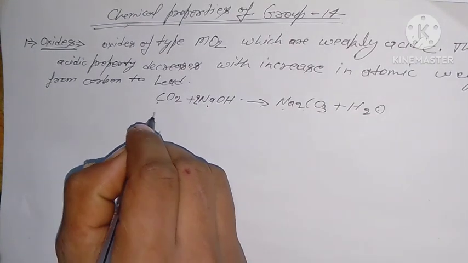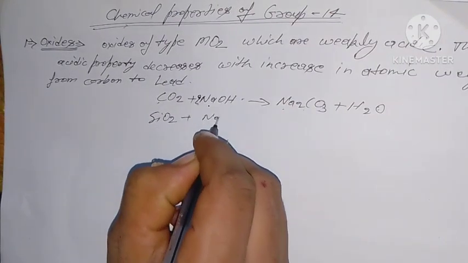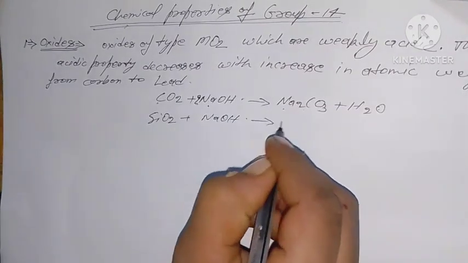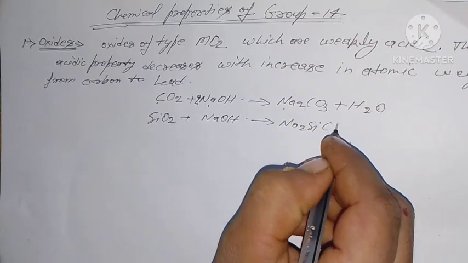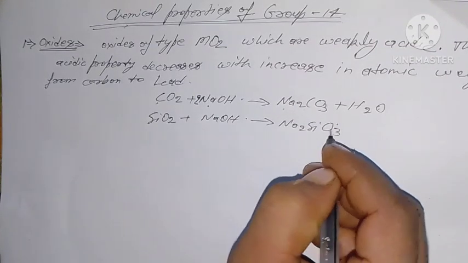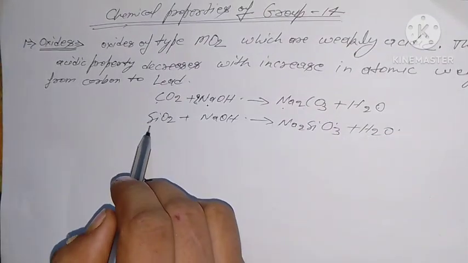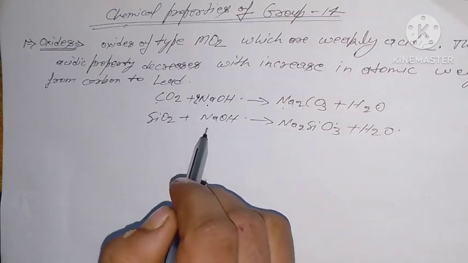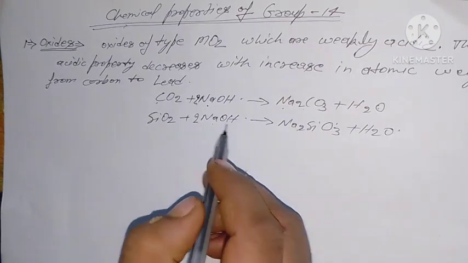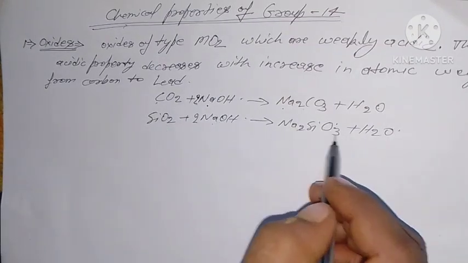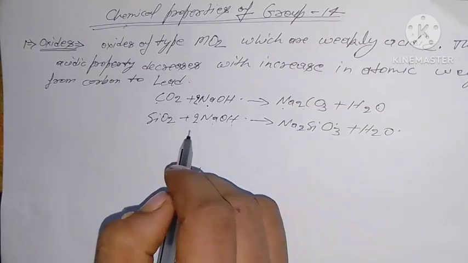Second point. Silicon dioxide plus NaOH gives Na2SiO3 plus H2O. Number of silicon 1, 1. Number of sodium 1 but 2. Oxygen 2 to 4, 3, 1, 4, and hydrogen 2.